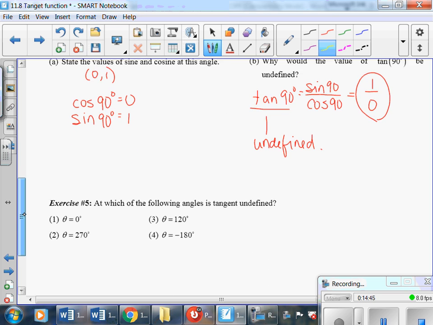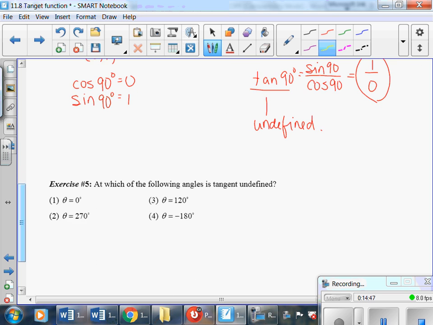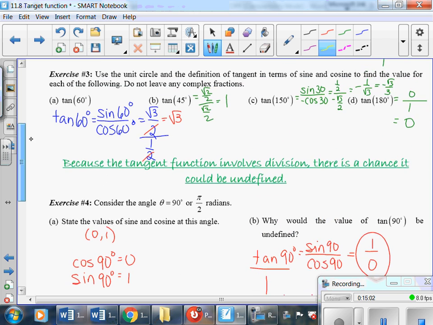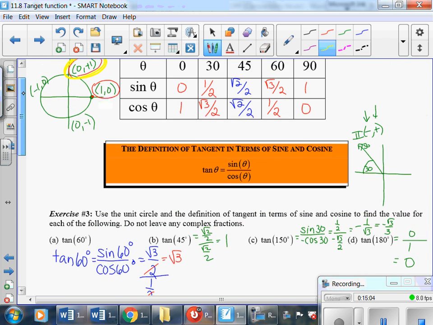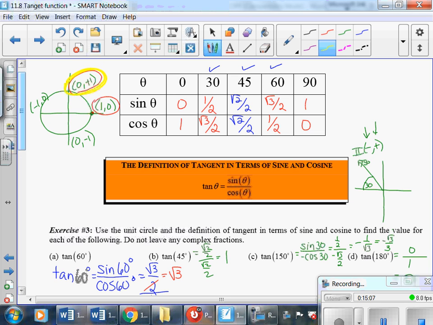Okay, moving on to exercise 5. So now, at which of the following is the tangent undefined? So looking at our exercise 4, we have to see where the cosine is going to be 0. All right, so let's go back up to our unit circle. I'm sorry to go back and forth. I'm probably making you a little dizzy. And I'm looking for where the cosine is 0. And as you can see, the cosine is 0, like we just determined, at 90, or pi over 2, and 270, which is 3 pi over 2, or 1.5 pi.